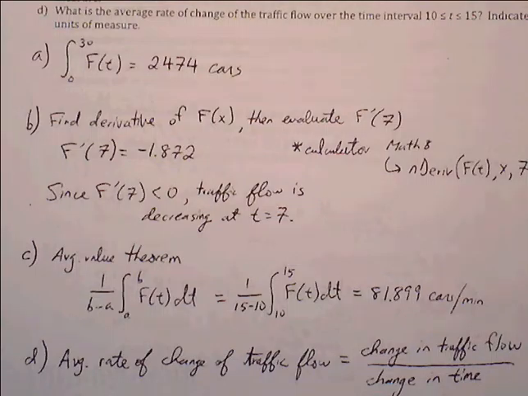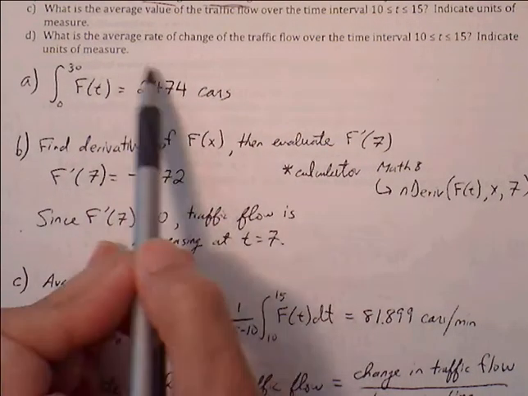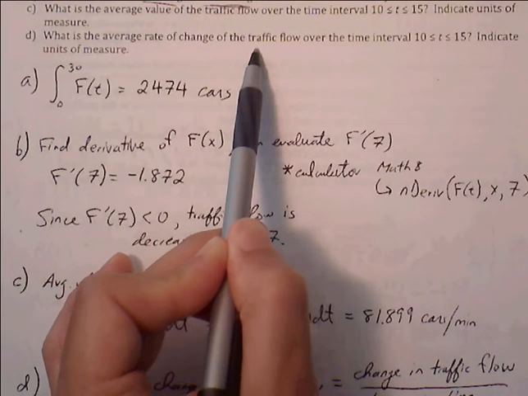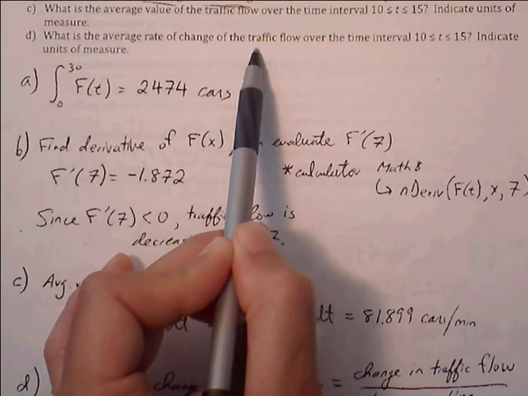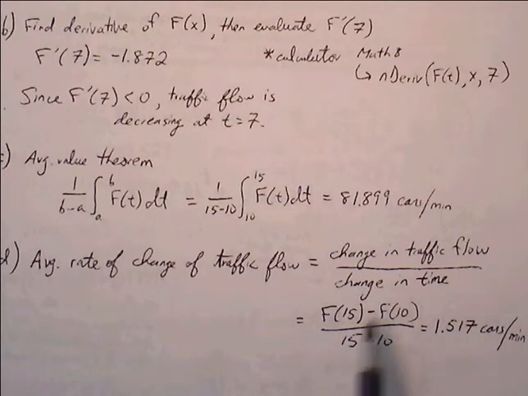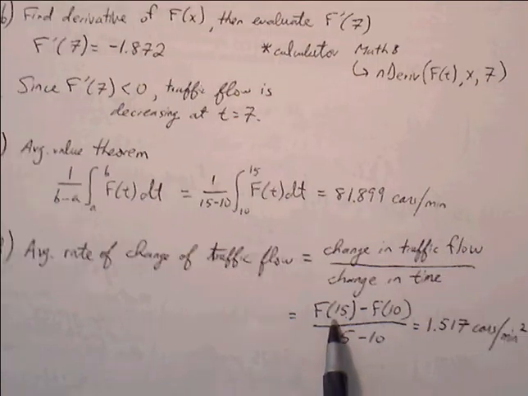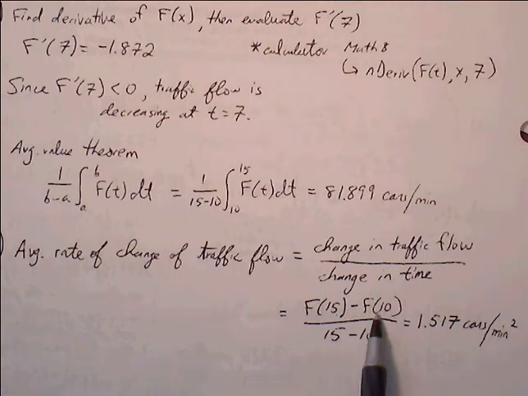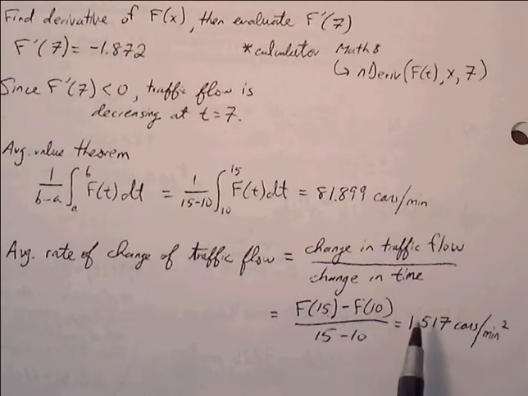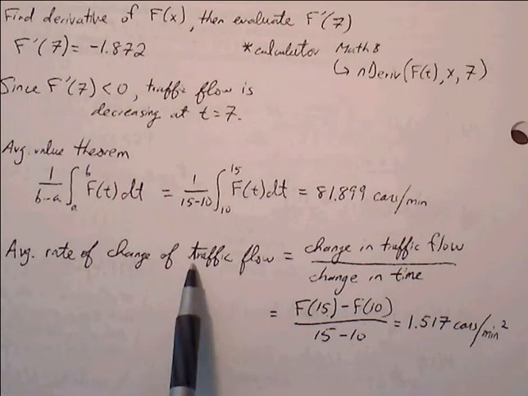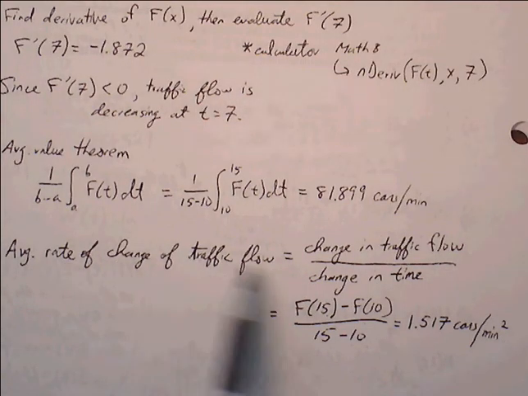Part D, what is the average rate of change of the traffic flow? Average rate of change is just the change in traffic flow over the change in time, so it's basically using the slope formula. The change in traffic flow is f of 15 minus f of 10, divided by the change in time, which is 15 minus 10. Again, we use our calculators. We find f of 15, we find f of 10, subtract those values, and divide by 5. We get 1.517 cars per minute squared. This is because traffic flow is already cars per minute, so the rate of change of traffic flow is cars per minute per minute, which is cars per minute squared.